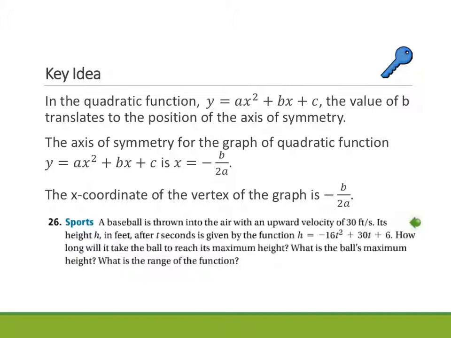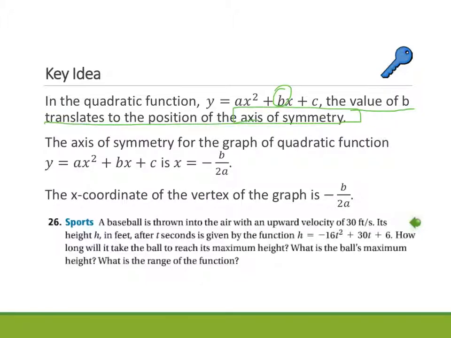Let's keep in mind the key idea from this section. In the quadratic function y equals ax squared plus bx plus c, the value of b translates to the position of the axis of symmetry. So when you're looking at these functions and you look at the value of b, which is here, that value is going to translate to the position of the axis of symmetry.